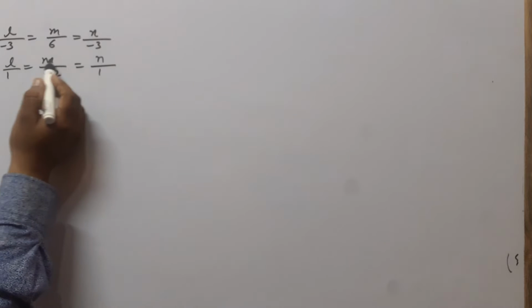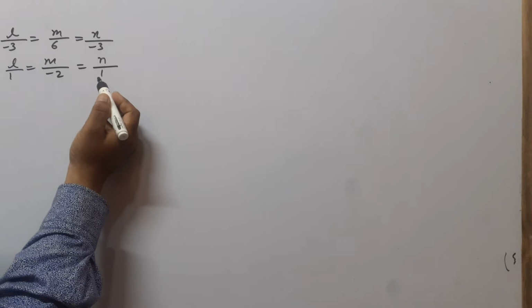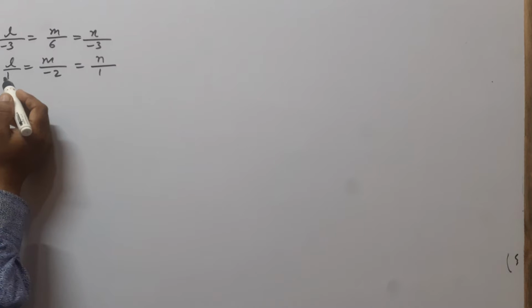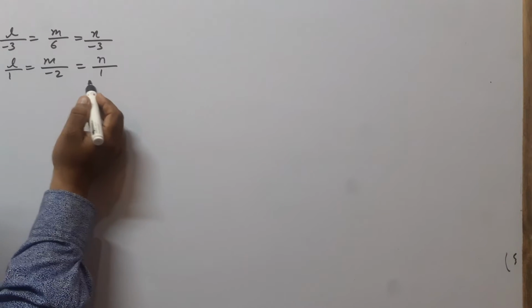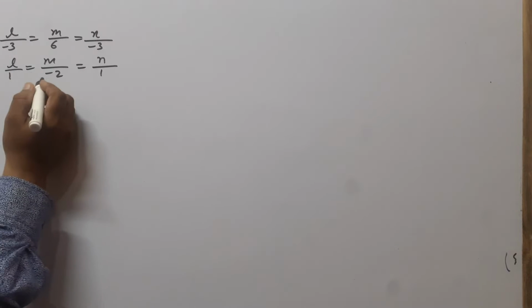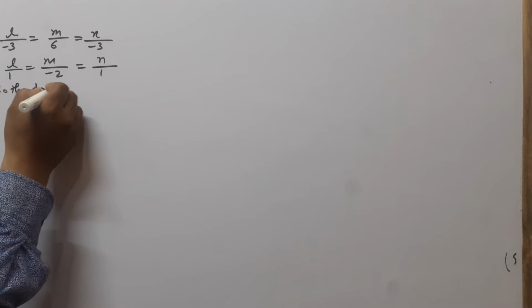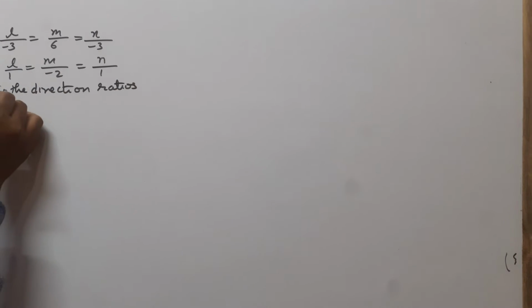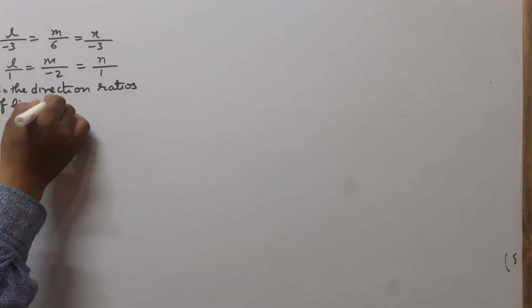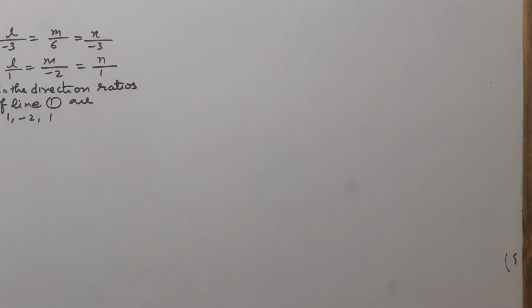Here L, M, N are the direction cosines of the line of intersection, and 1, minus 2, 1 here direction cosines are proportional to 1, minus 2, 1, so the direction ratios of line 1 are 1, minus 2, 1.